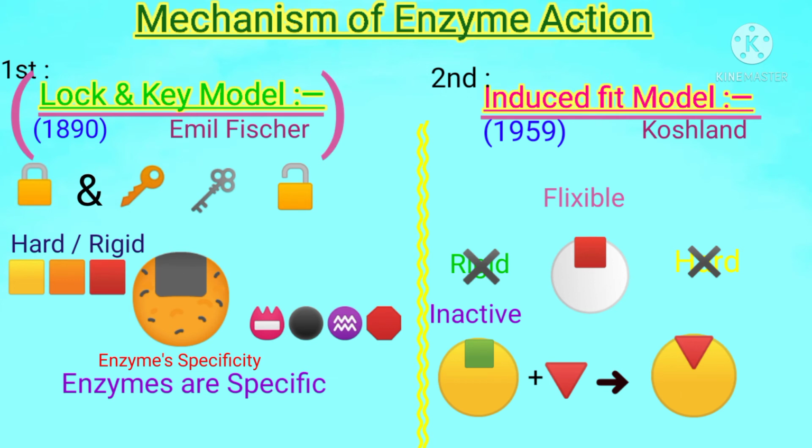The lock and key model says that the active site is a quite rigid structure that will not change before and after the attachment of a substrate molecule; it will remain the same. On the other hand, the induced fit model tells us that the enzyme's active site shape is different before the binding of a substrate, but after the attachment of a substrate, the active site becomes different due to a change that is induced in the enzyme's active site.